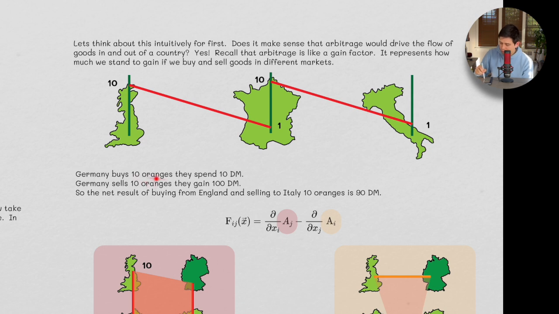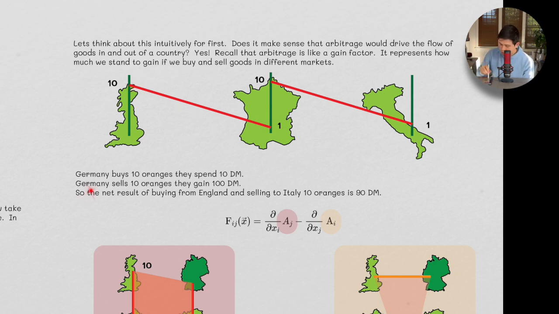If Germany buys 10 oranges, then they spend 10 Deutschmarks. If they're buying from the UK here, and they buy 10 oranges, they're going to spend 10 Deutschmarks. If they sell 10 oranges, they're going to gain 100, because they're selling in this direction and they're buying in this direction.